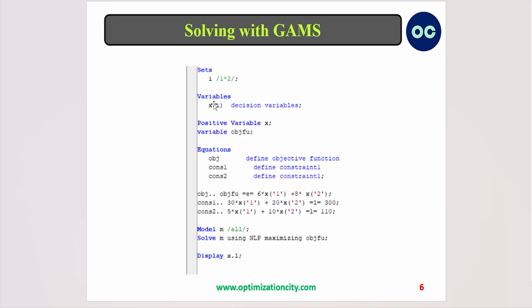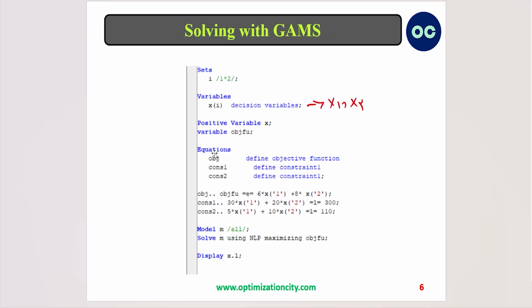Next, we declare the variables and ensure they are non-negative. So xi means we have x1 and x2; we know that we have two variables. Also, x1 and x2 are non-negative, so we write positive variable x for x1 and x2. But the objective function, obj fu, is not non-negative, it is free in sign. So we just say variable obj fu.